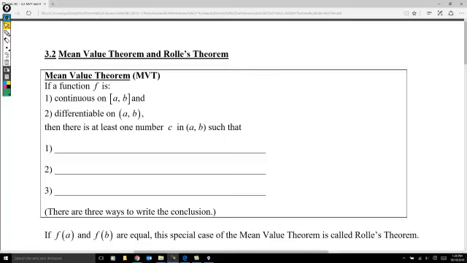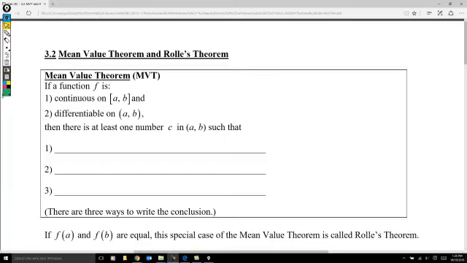Hi people. Guess what we're talking about today? More value theorems. That's right. We know IVT, we know EVT, but that's not enough. We need MVT, the mean value theorem, and Rolle's theorem, but they're very much the same thing.